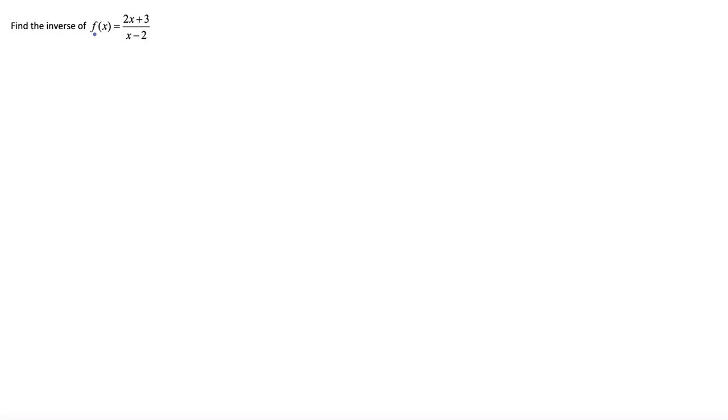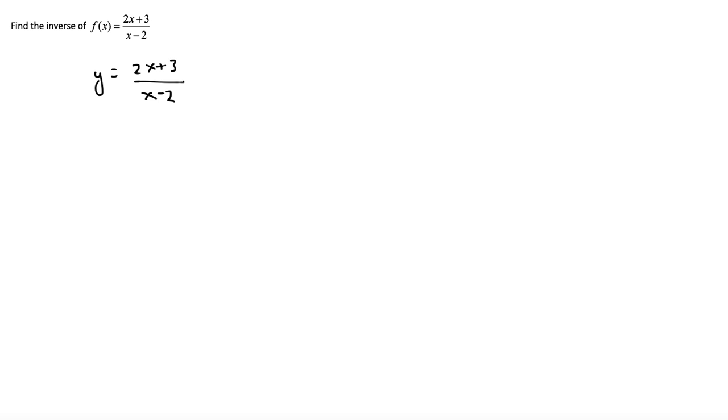Find the inverse of f of x equals the rational function 2x plus 3 all over x minus 2. So there's a four-step process here in order to find the equation of the inverse function. The first step would be to replace f of x with y. So we're going to put y equals 2x plus 3 over x minus 2. The second step says every x becomes a y and every y becomes an x.